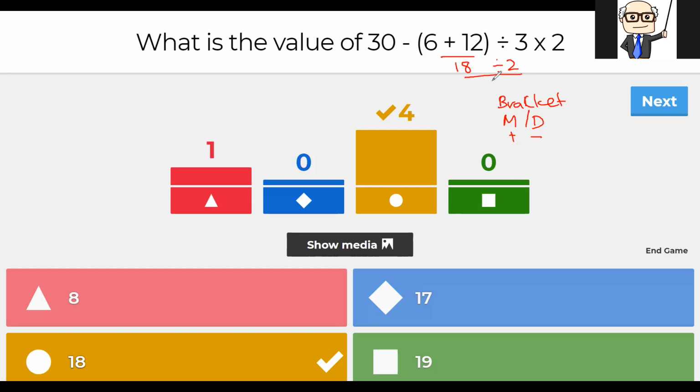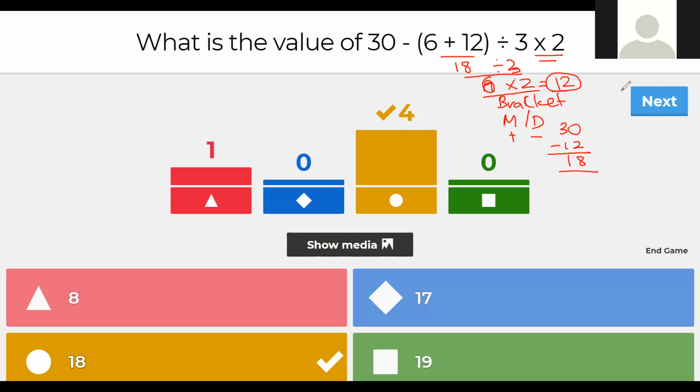So what is 18 divided by 2? 9. Then after that, what do you do next? Times 2. What's 9 times 2? Oh, sorry. It's supposed to divide by 3, not 2, right? 18 divided by 3 is supposed to be 6. Then 6 times 2 is equal to 12. Then 30 minus 12 is equal to 18.